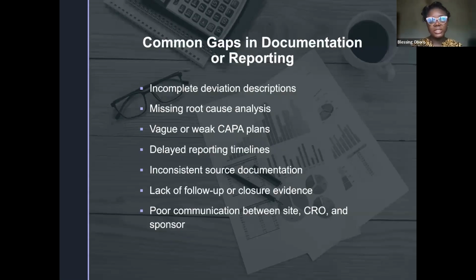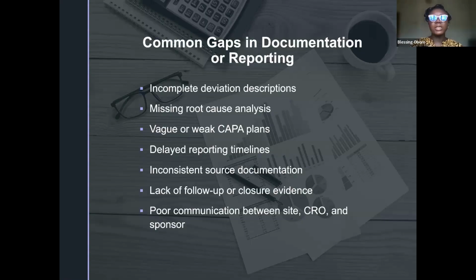So you review the EDC while off site and you see certain things, and then you go back to the site to perform source data verification and you are seeing something different in the source data, then it needs to be reconciled. So yes, it's just a case of one thing has to be correct and another thing has to be incorrect. So you have to trace that back. Lack of follow-up or closure evidence, poor communication between sites, CRO, and sponsor.